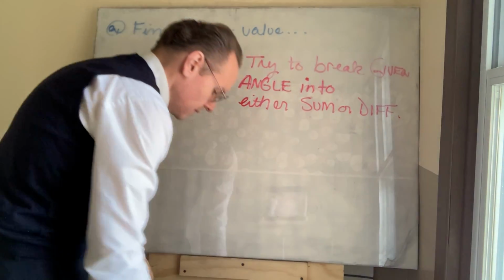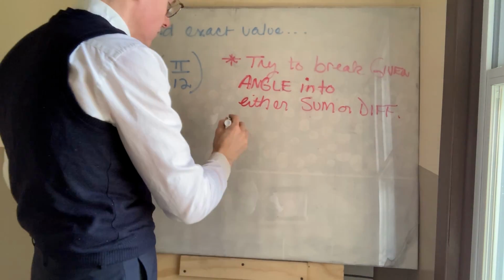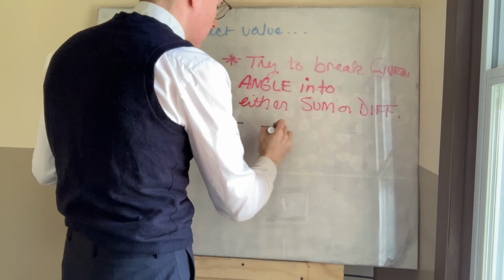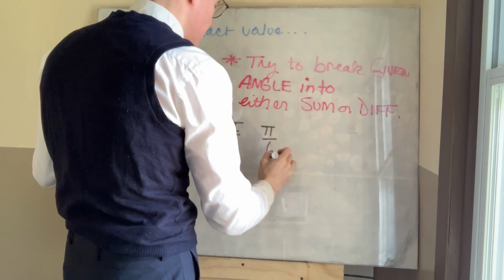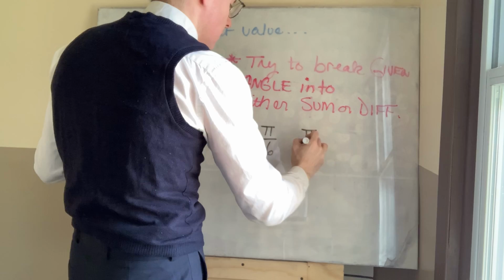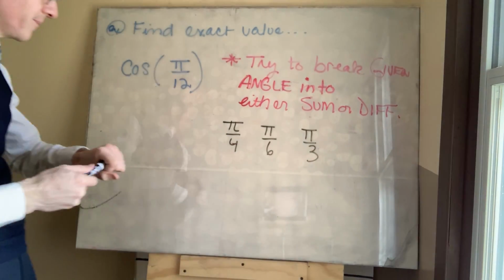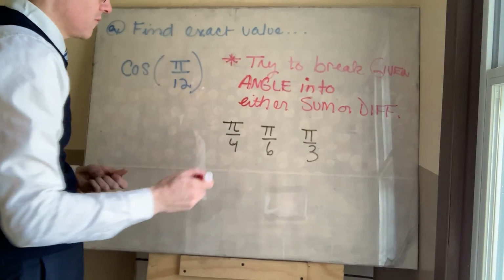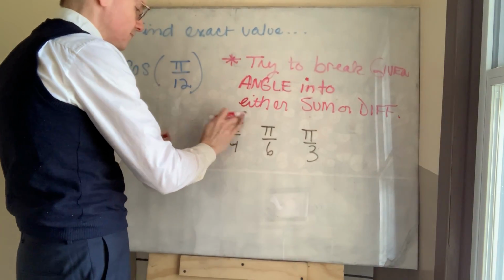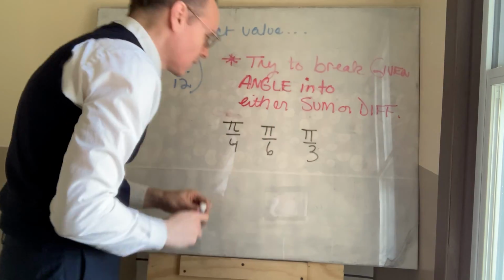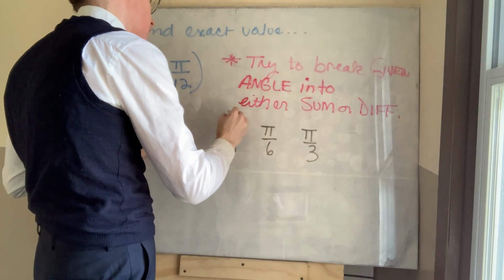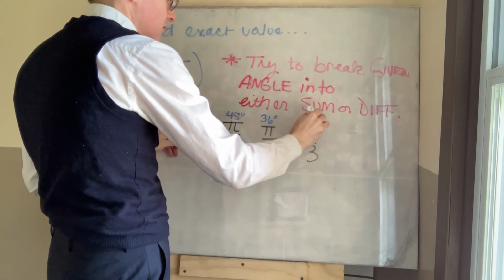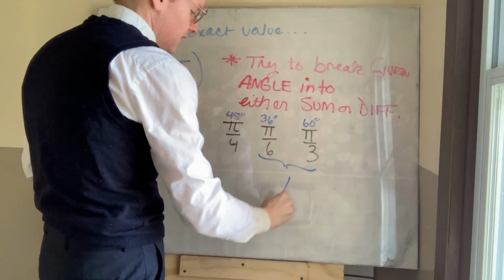All right. These are the superstars, all right? Pi over 4, pi over 6, all right? Pi over 3. All right. Pi over 4 is really 45 degrees. All right. Pi over 6 is really 30 degrees. Pi over 3 is really 60 degrees. All right. And these two pertain to this triangle.